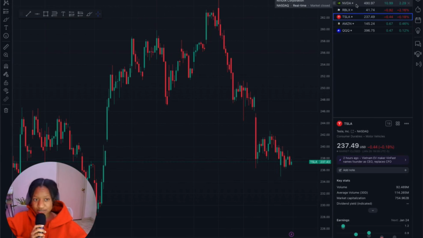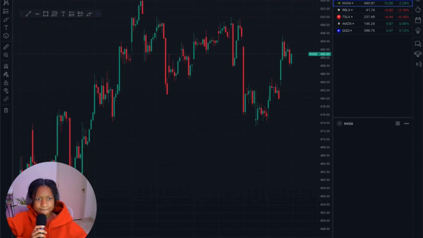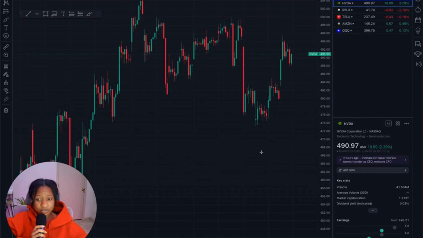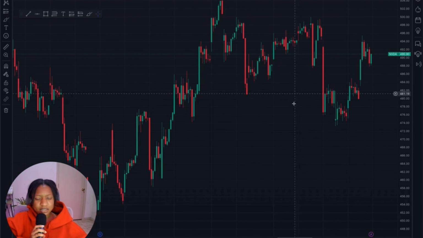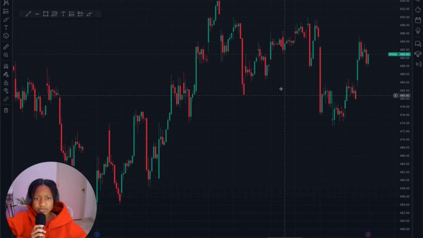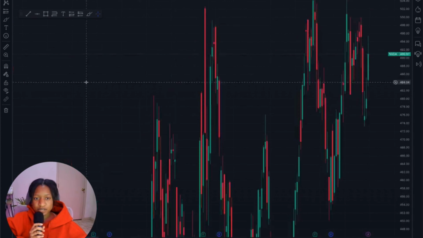So I'm going to set my chart up, which is going to be NVIDIA. I've never traded NVIDIA before, so it's so slow. I hope it's not lagging really badly. So what I'm going to do is I'm going to set it from the highest value point to the lowest, for the time frame of the day.